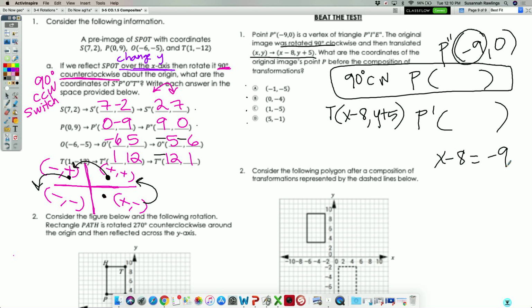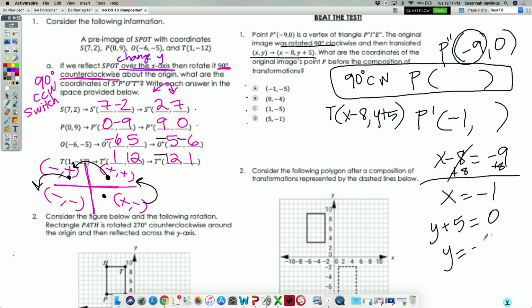Okay, when I add 8 to both sides, Corbin, what would my x value be? I'm just solving for x. So what is my x value there? Not 0. -9 plus 8 would give me -1. So my x value for P prime is -1. Okay, again, we're working backwards, so we're setting equal. So I'm going to do y plus 5 equals what? 0. And that is just going to change the sign. So y equals -5. So we have my single prime.